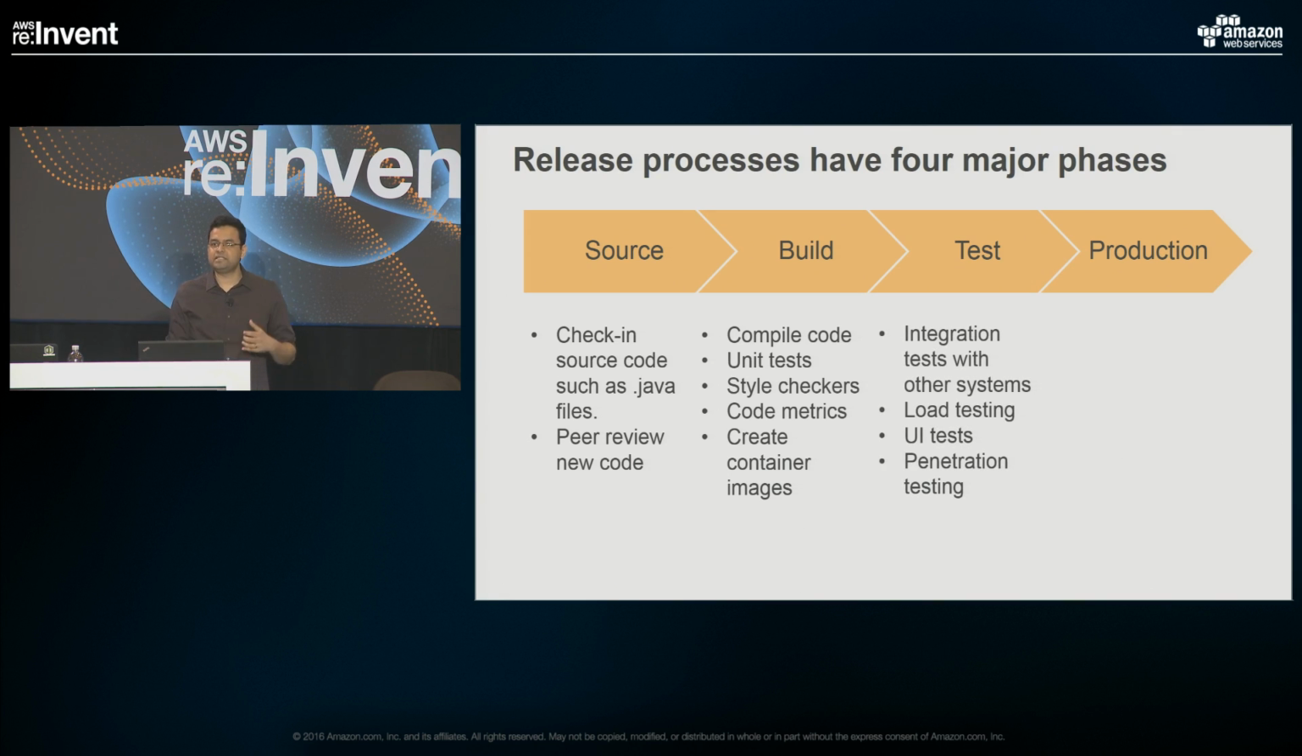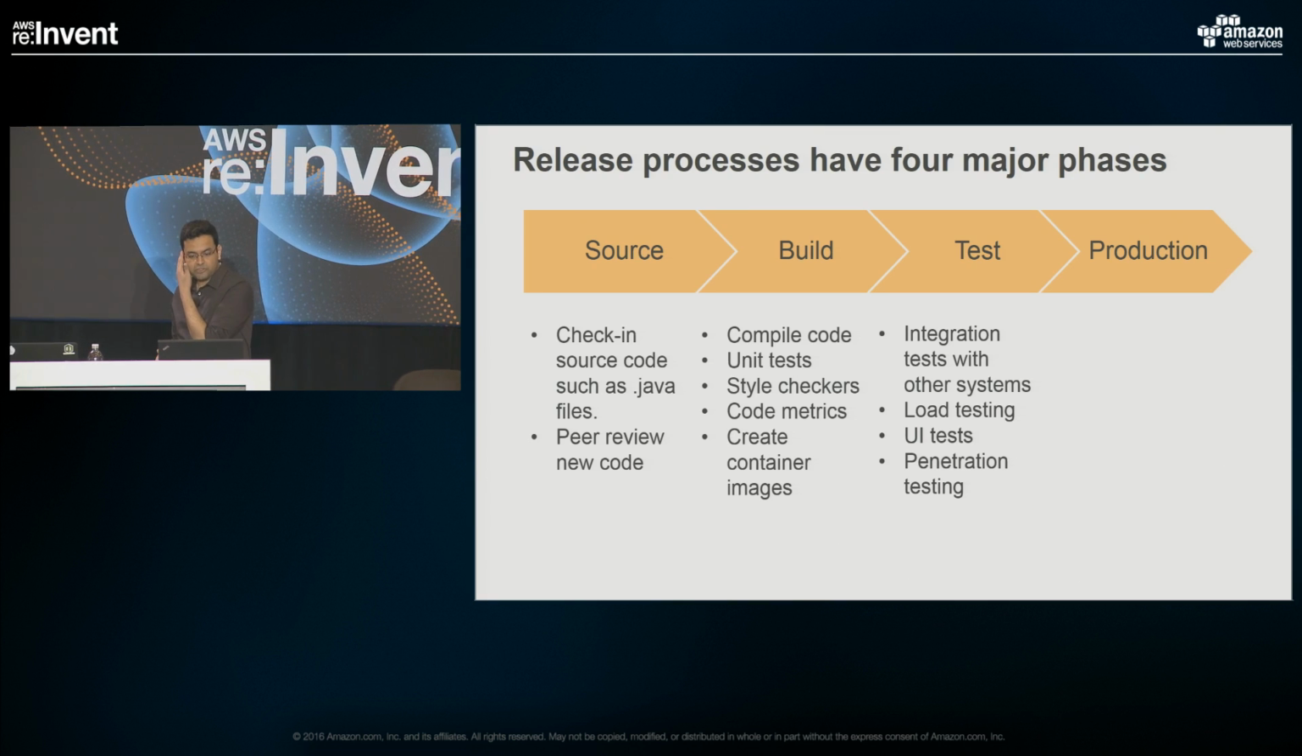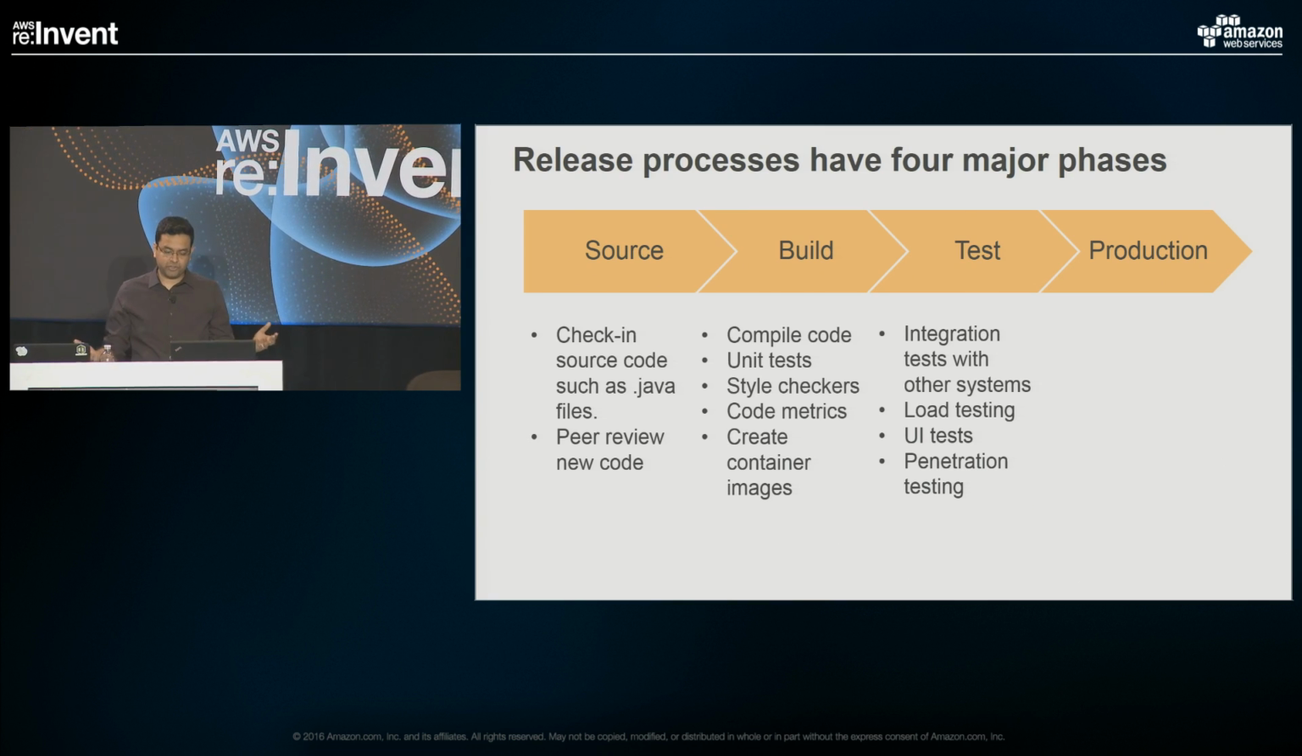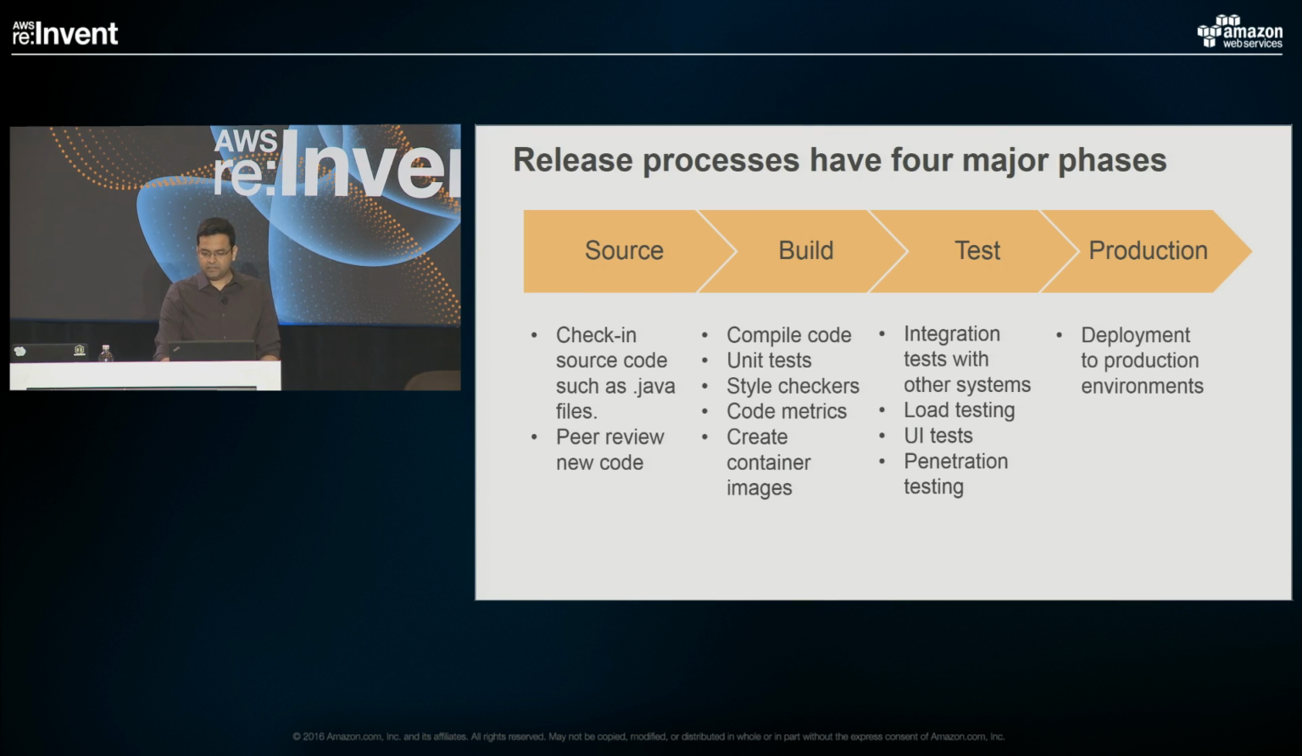Taking a step further is the testing phase. Suppose you're building a system that involves a lot of tiers. You can integrate all those tiers and run integration testing. You can run other kinds of tests: load testing, UI testing, and penetration testing, just to make sure that your system is not vulnerable to outside attacks. And then we have the last phase, production, where your code is ready to be deployed in a production environment. Basically, you want to get your application out in front of customers.